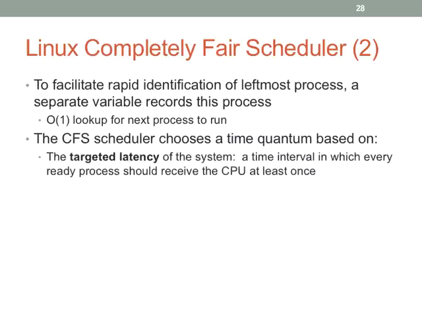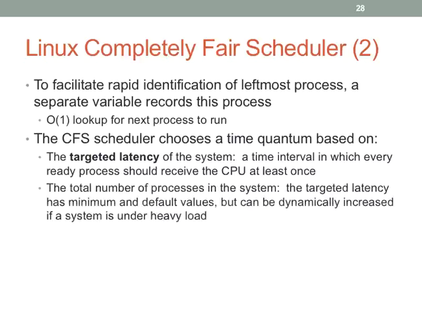So yeah, time quantum is based on the targeted latency. This is the other thing that's really interesting. The time quantum is sort of picked system-wide. So the targeted latency of the system: how quickly should every process get the CPU? The total number of processes in the system also matters, because if the total processes goes up, each process should get a smaller slice, but then you have a minimum amount that everybody must get.